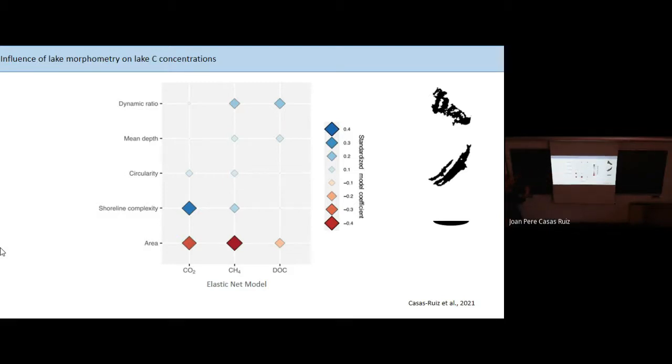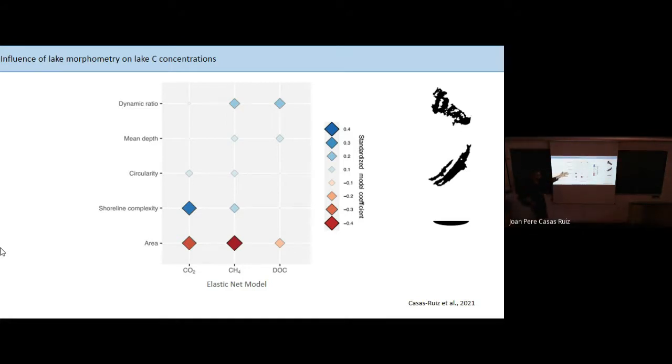And this is something that we actually expected because methane is influenced by inputs from soils, but also from in-lake processes, especially related to the sediment. And we can see, for example, the dynamic ratio. If you remember, high dynamic ratio means that the lake is a bit more like a plate. And this means that you have then a higher influence of sediment than if your lake is more like a bowl, right? So we found that higher influence of sediments, you tend to have more methane in your lake.